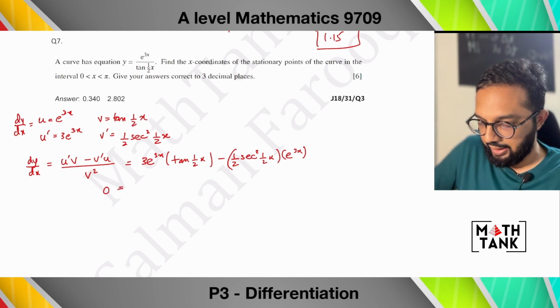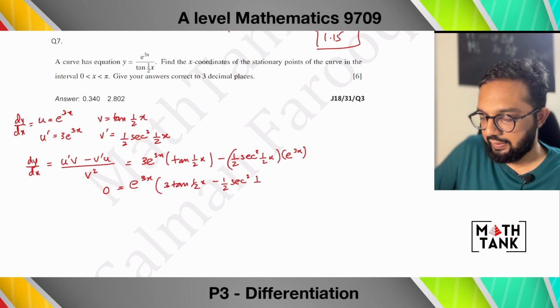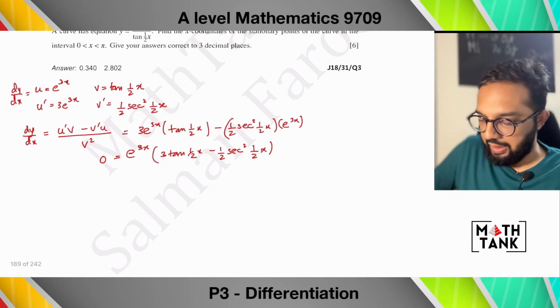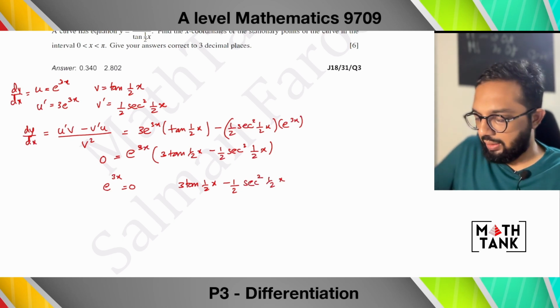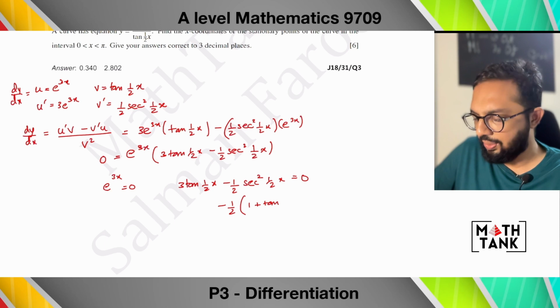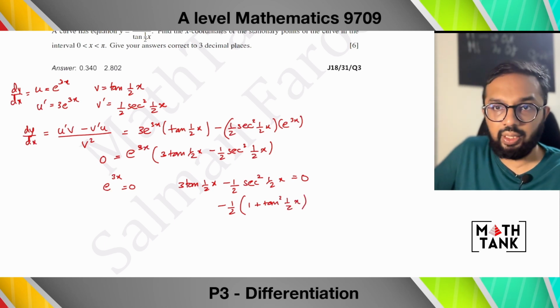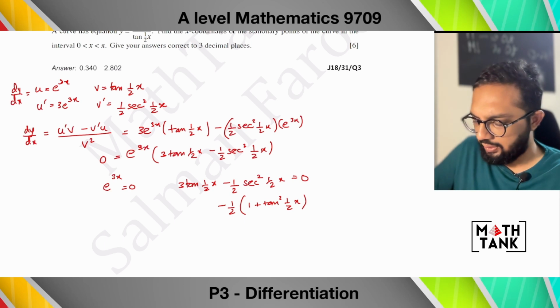So 0 equals to, and I see a common e power 3x. So I get 3 tan half x minus half sec square half x. So either e power 3x equals 0 or 3 tan half x minus sec square half x equals 0. Now I need one consistent trigonometric ratio here, so I'm going to replace this with 1 plus tan square half x. That's the identity for sec square. So this opens up to give me this.